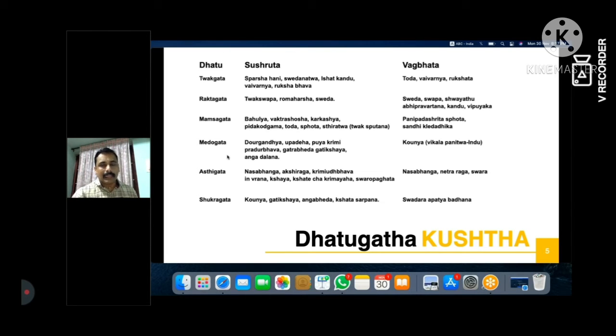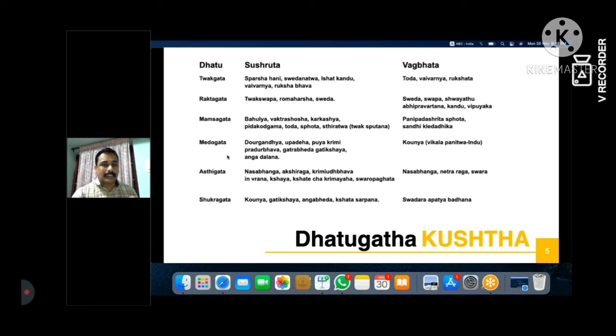Then puyakrimi pradurbhava, the krimis will be produced over the vrana. Then gatra bheda, gatikshaya. Gatra bheda means pain over the various body parts, especially on the joints, and loss of movements. Angadalana: again, the falling of some of the body parts, especially the fingers and toes. Kaunyata, we can say, is related with angadalana only. Then vikala panitva: some deformity over the extremity is also seen.